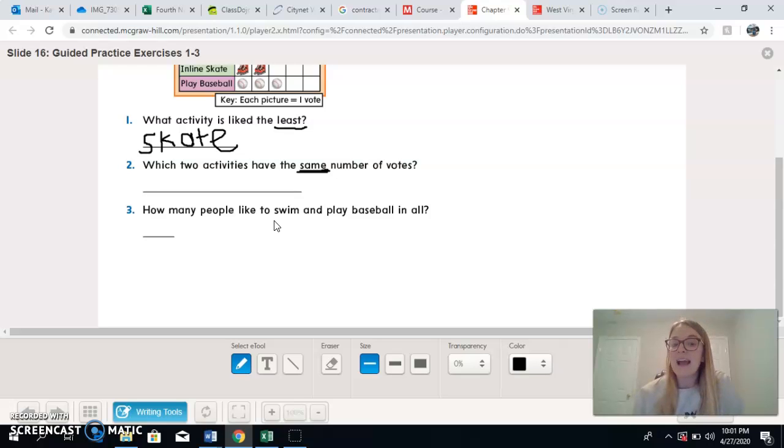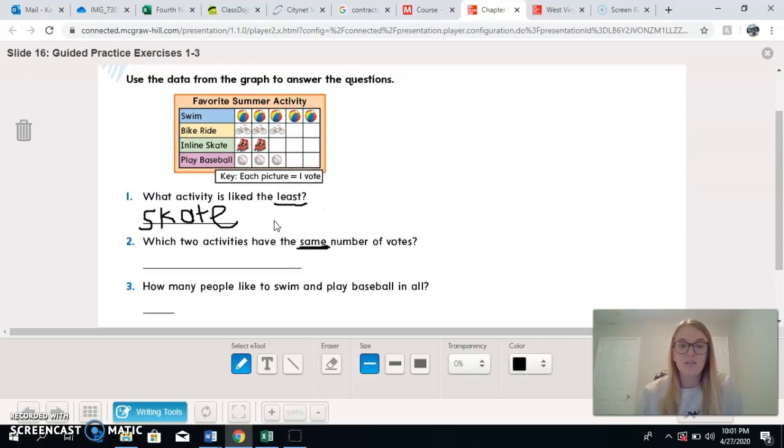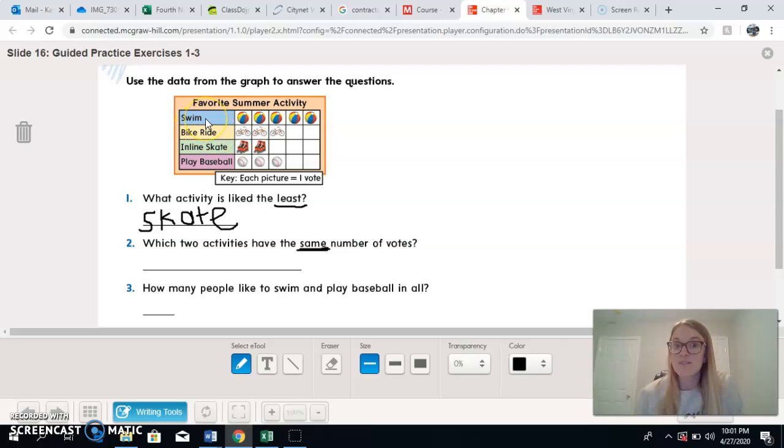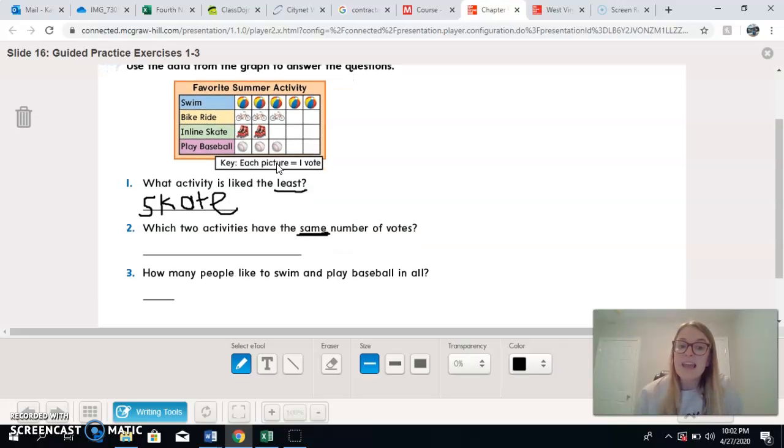The question is, how many people like to swim and play baseball in all? So that means we need to count swimming and playing baseball. So let's go ahead and do that. I'm going to start with swimming since that is first. It is 1, 2, 3, 4, 5. I'm going to go ahead and keep counting and move to baseball. So what we already counted is 1, 2, 3, 4, 5. I'm going to move to baseball and say 6, 7, 8. So in all, there were 8 votes. So that means 8 people like to swim and play baseball.